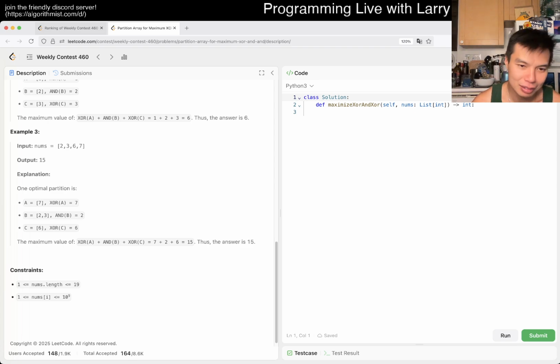But in any case, this is virtual, so I guess I don't take it as seriously as I used to. But in any case, okay. 19 is interesting. What can I do with 19? 3 to the 19 is still too big. So maybe can I do some kind of 2 to the 19? Can I do meet in the middle? Meet in the middle. What would meet in the middle look like? And what's the AND?